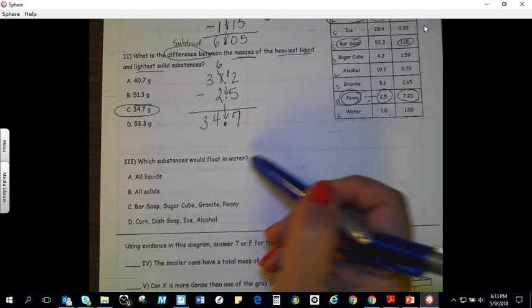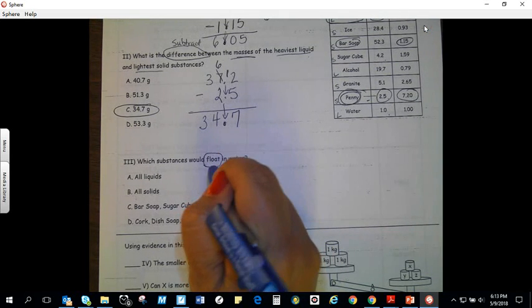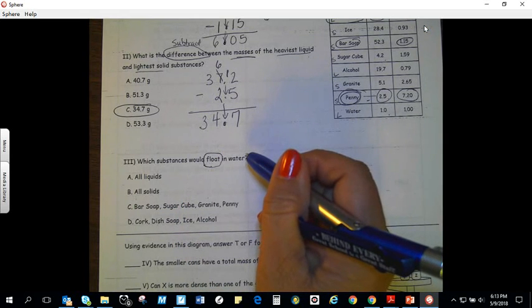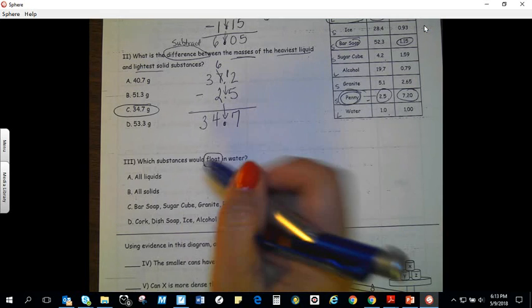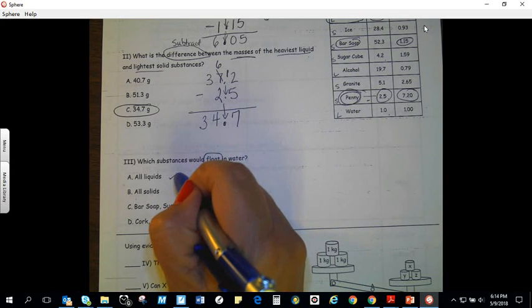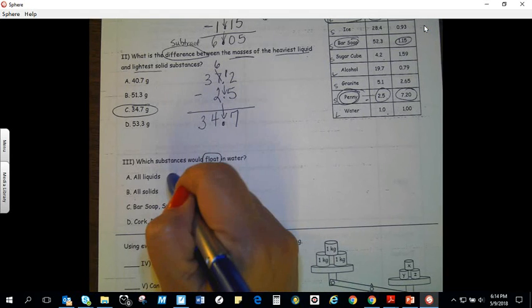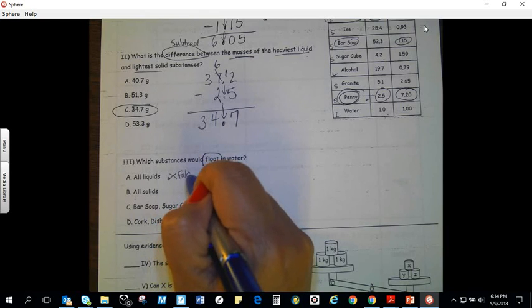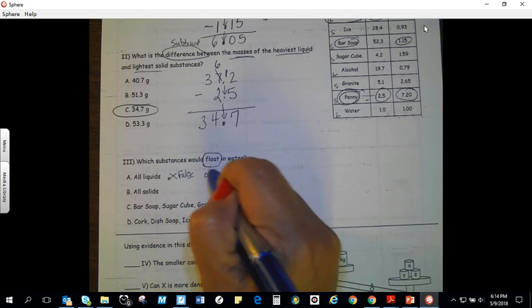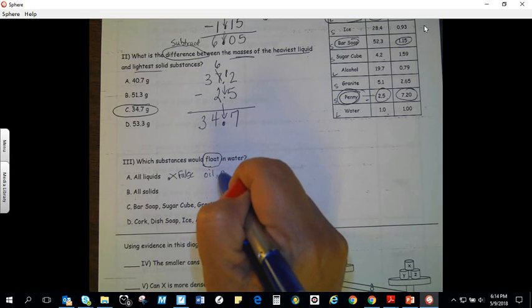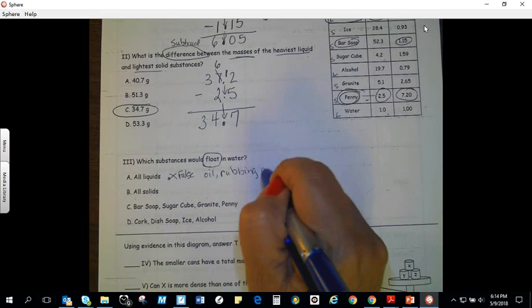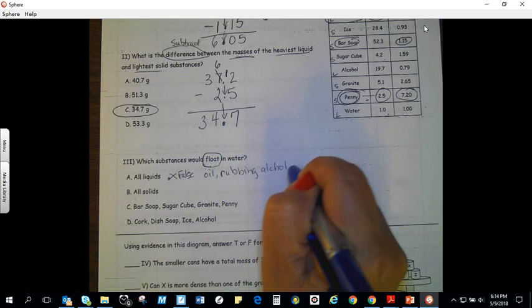Okay, look over here. Which substances would float in water? Okay? Which substances would float in water? Do all liquids float in water? I put a check mark. It was supposed to be no. That's a false statement because oil, rubbing alcohol, we've noticed that some of it sinks, some of it floats. So those were all different levels.